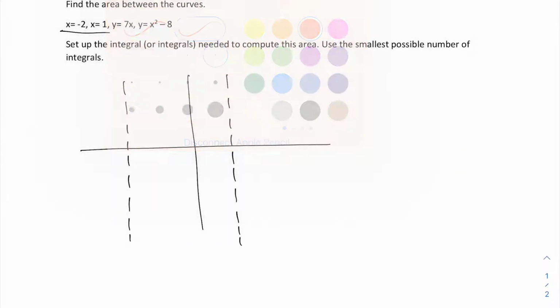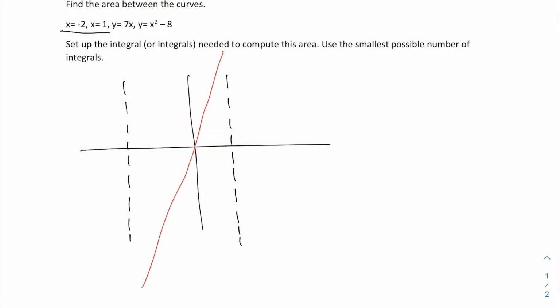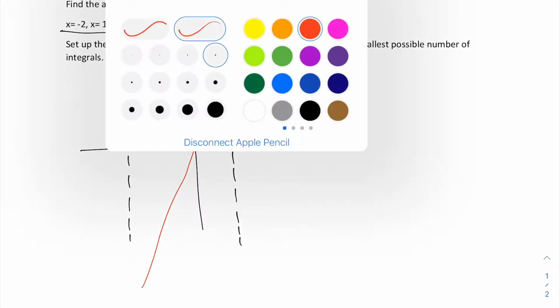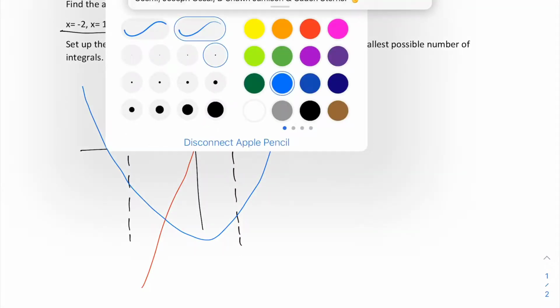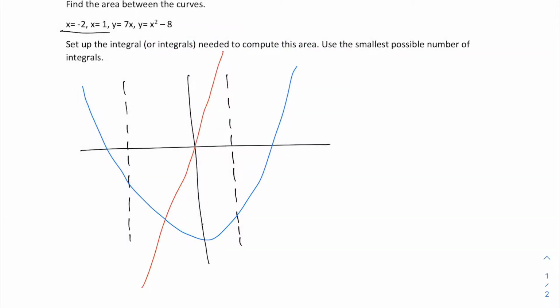And our first function is the linear function. It's going like this. And our second function is a quadratic function, and it's kind of going something like this. Okay, great. So from here, let's set up the integral to calculate the area between the two curves.